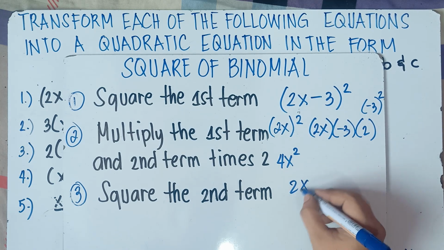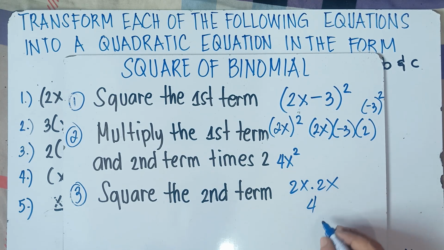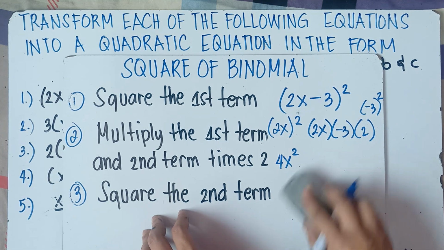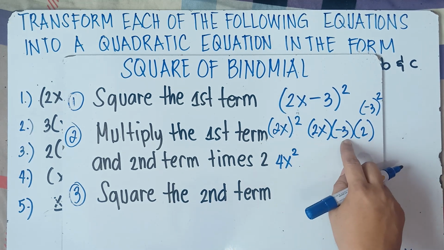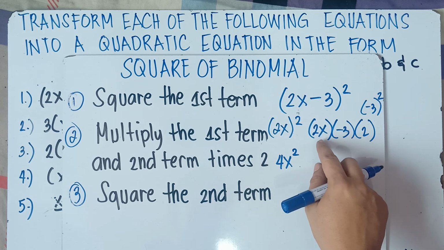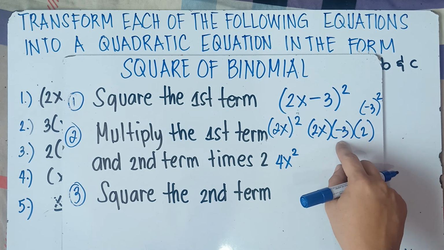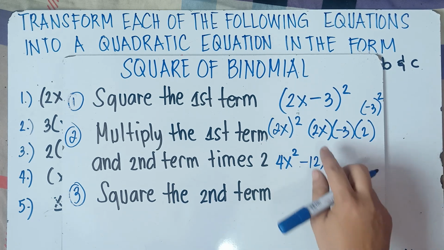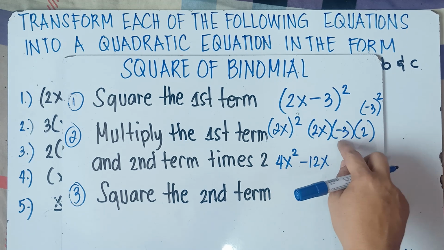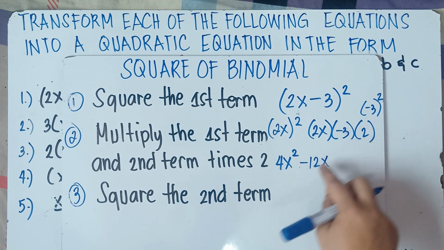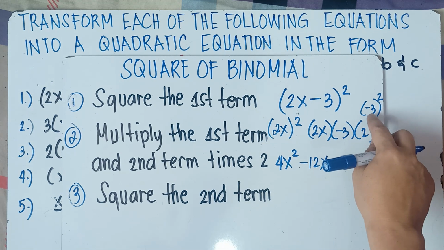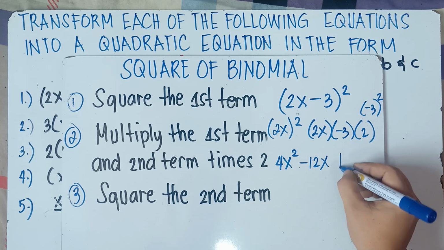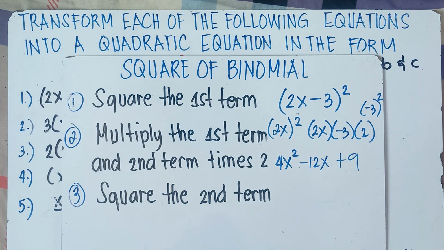Okay, once again, 2x times 2x. 2 times 2 is 4. X times x is x squared. So that's why we have 4x squared. Then you multiply the first term and second term times 2. Positive 2x times negative 3 would be negative 6x, times 2, that would be negative 12x. You square the last term, negative 3 times negative 3, that would be positive 9. That's it, class. All set. Easy, right, for the square of binomial?